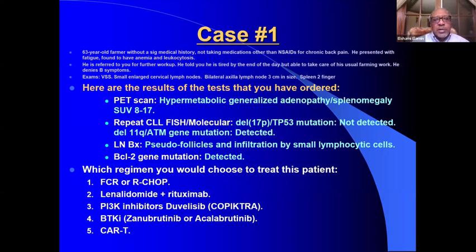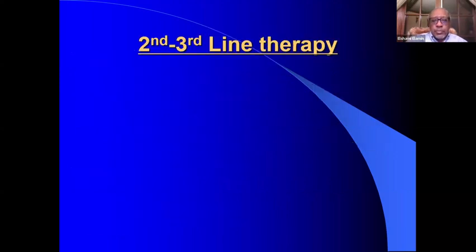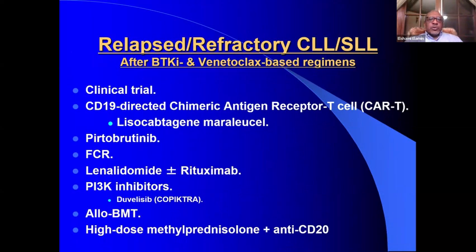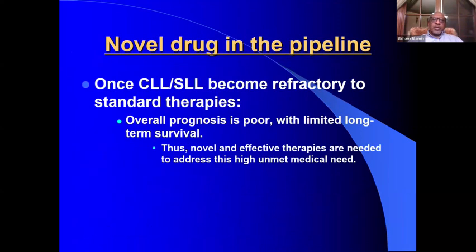FCR and R-CHOP are not the best. R-CHOP is for if it is Richter. So these are the options for refractory disease after failing both BTKI and venetoclax: clinical trial, CAR-T, and even bone marrow transplant. We still don't have the best, curative treatment for CLL, so there are clinical trials.